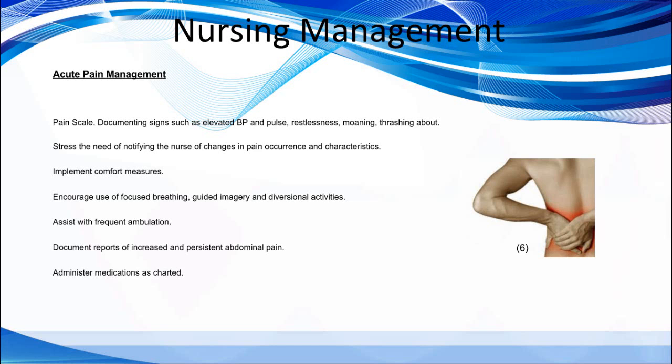This is important because renal colic can be made worse in the supine position, so it's important for Mr. Hendrix to move about. The nurse must also document reports of increased and persistent abdominal pain, because this may be a sign of complete obstruction of the ureter, which can cause perforation and leakage of urine into the perirenal space, which requires an acute surgical emergency in this case. Also, medications will be administered as charted, and as Dylan discussed previously, all the contraindications, symptoms and risks will be observed on Mr. Hendrix.